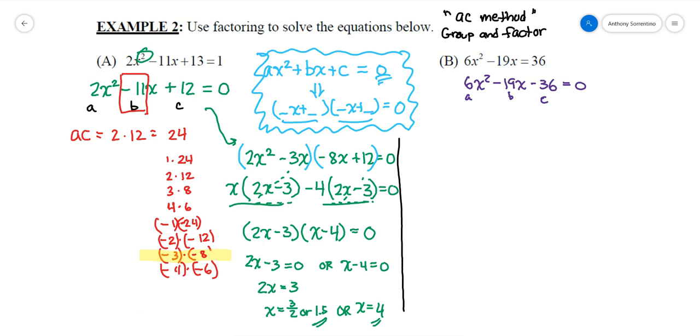And whoa, my AC disappeared. I'm going to do AC, which is 6 times a negative 36, which gives me a negative 216. So I want to come up with all the possible factors that would list out to be negative 216. So I'm going to list them down here. Again, if you know any shortcuts or you happen to already know what's going to be needed, then you can shorten this, but I'm going to list all the factors for our sake here.